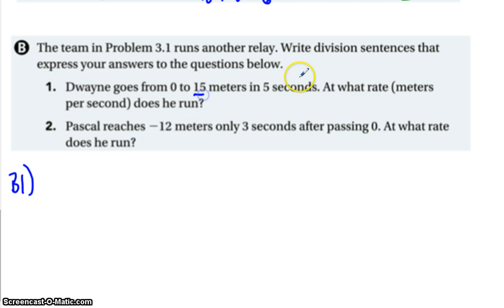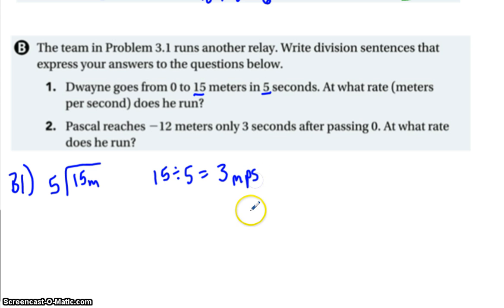Well, he went 15 meters in 5 seconds, so that would be 15 meters divided by 5 seconds. Well, 15 divided by 5 equals 3. So he's running at a rate of speed that is 3 meters per second. Okay? And we go ahead and include the label. We could even write it out as meters per second. Well, that's kind of a ratio relationship here, which goes to the whole thing.